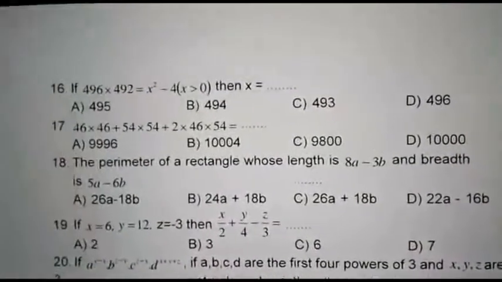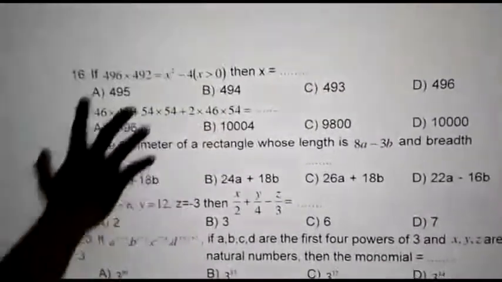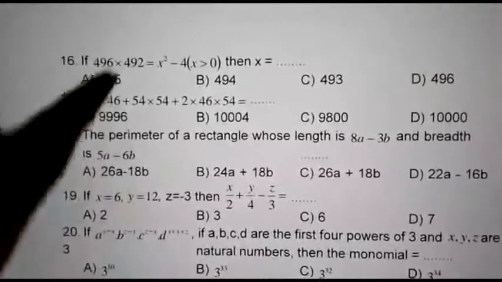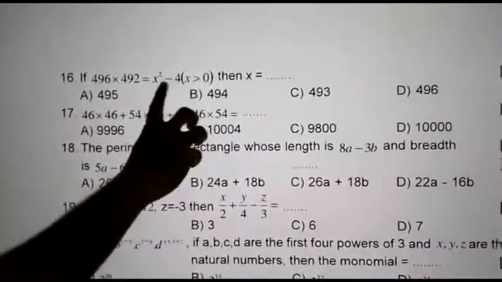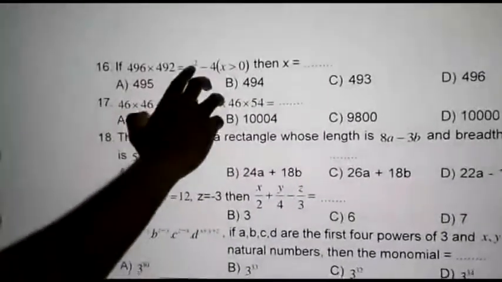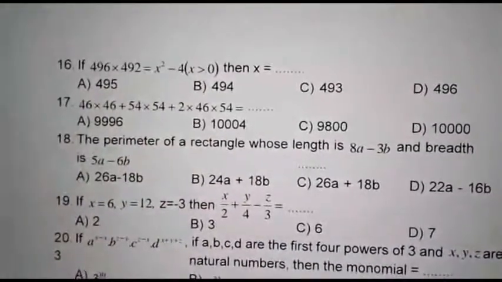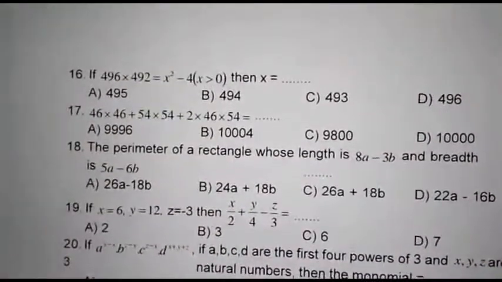Let us see this question. 496 into 492 is equal to x square minus 4. These are big numbers, right? We can solve it simply. x square minus 4 is resembling a square minus b square, right? That means x square minus 4 is equal to (x plus 2) into (x minus 2).